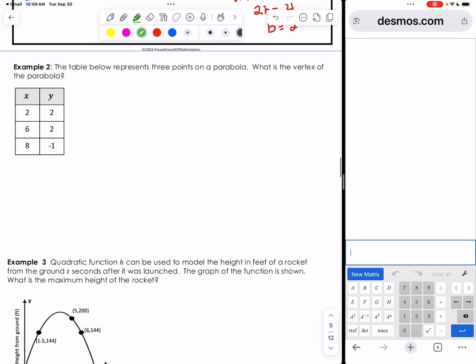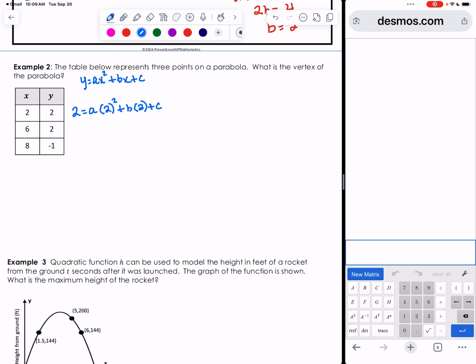In example 2, it says the table below shows 3 points on a parabola. What is the vertex of this parabola? Before we find the vertex of the parabola, we need to find the equation. So I'm going to take each point and plug it into our standard form equation, which is y equals ax squared plus bx plus c. I'll take this first point. I'm going to put a 2 for the y and a 2 for each x.